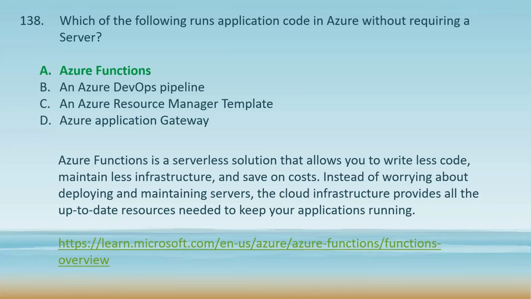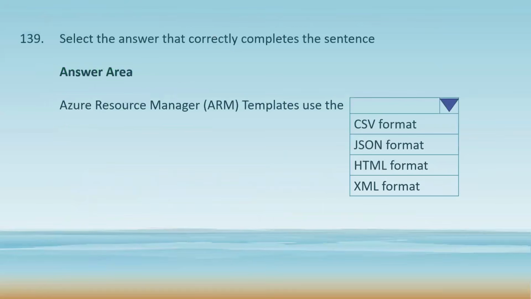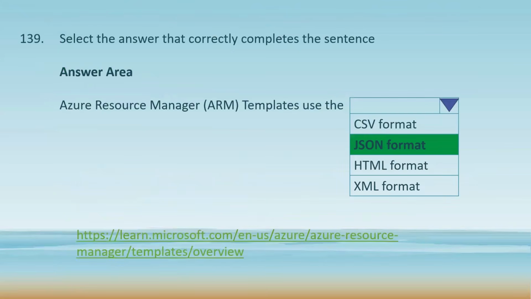Let's look at question number 14th of the series. Select the answer that correctly completes the sentence. Azure Resource Manager templates use, we are talking about ARM templates, and we need to choose what is the format of the ARM templates. Your options are CSV format, JSON format, HTML format, XML format. The correct answer is JSON format.